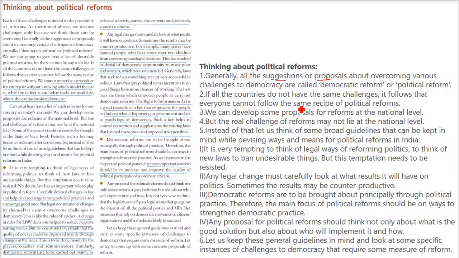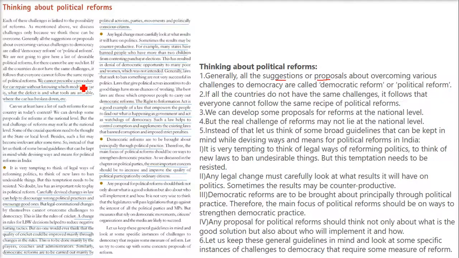All the countries we talk about do not have the same challenges. Sri Lanka has a different challenge. Belgium has a different challenge. We have a different challenge. So there is not a single recipe to solve the problems and bring political reforms, because the same recipe cannot be applied to each and every country.